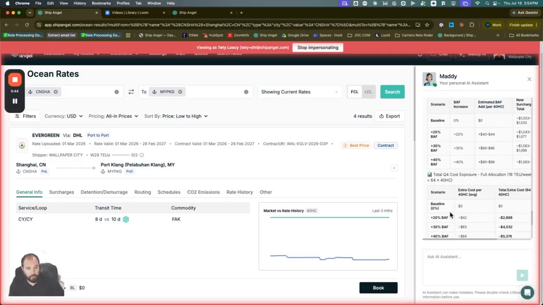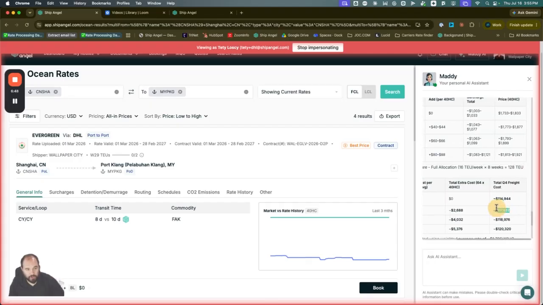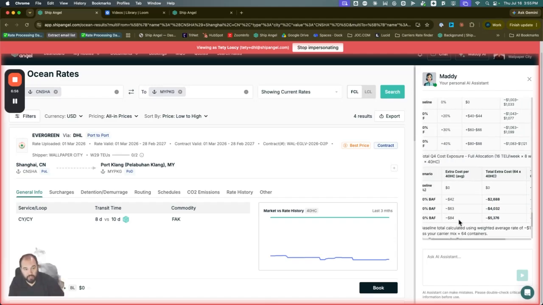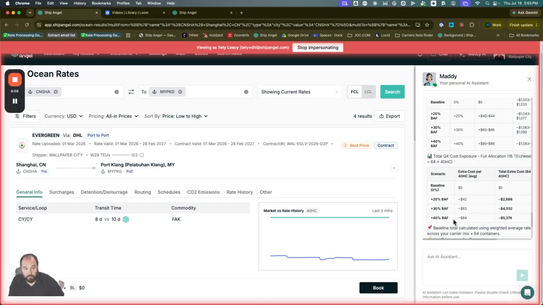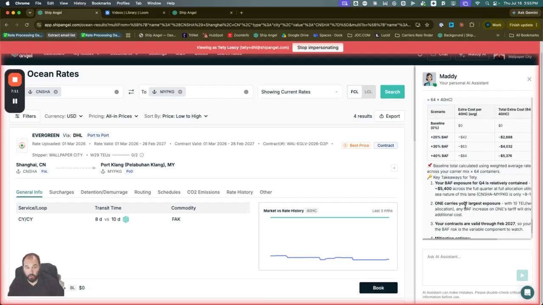And so if we use these scenarios here, the baseline scenario is 0, the 20% BAF, you're looking at $117,000 that you need to budget for, potentially increases for cost in Q4 for the bunker period. $120,000 is the 40% scenario. And so very quickly, I'm able to present scenarios to myself or my boss, my team, my colleagues overseas. Hey, if the BAF goes up, this is our exposure.